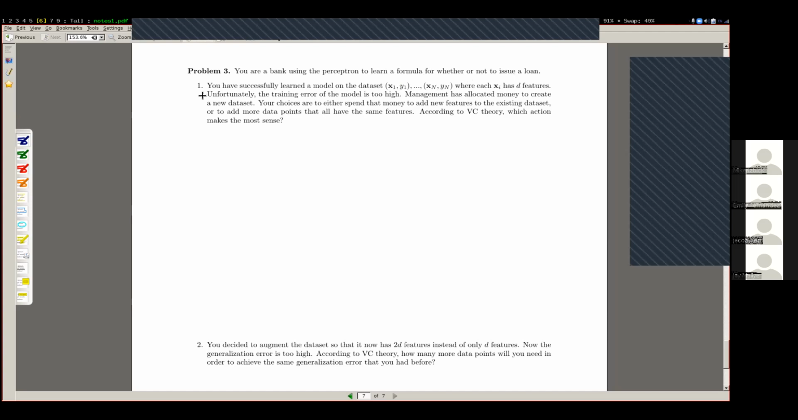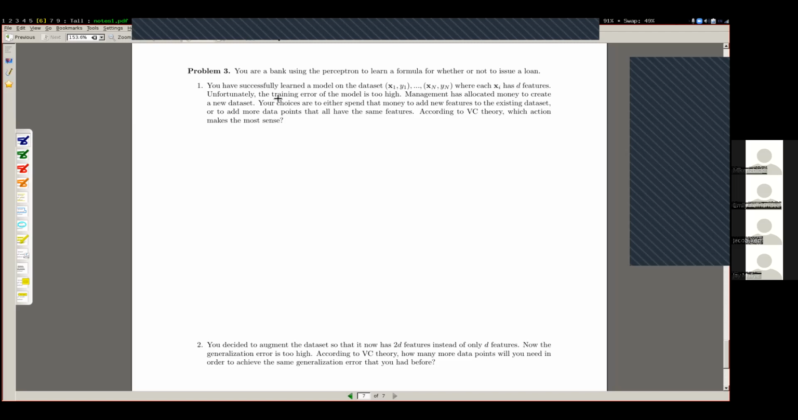This first situation is that we've successfully learned or trained a model on some data set. The key thing here is the number of points, this capital N, but this notation is going to be the same constant for every problem. And D is the number of features that we have. But unfortunately, we're not getting the good results that we want. In this case, the training error of the model is too high.